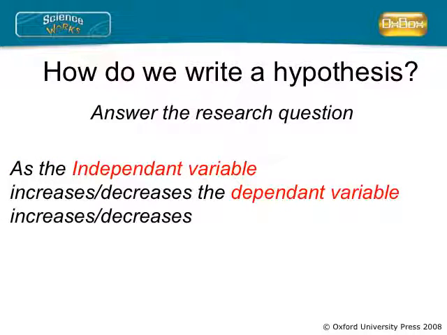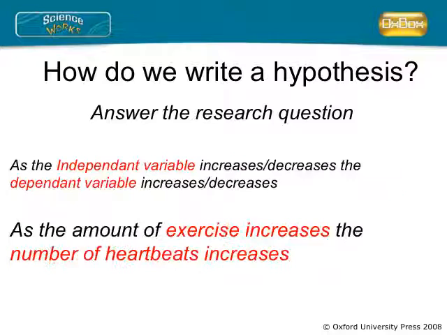So now we understand the parts of a research question. How do we write a hypothesis? Well, it's really simple. You just answer the research question. As the independent variable either increases or decreases, choose one of these two, the dependent variable increases or decreases. So pretty much you have to predict some kind of a pattern. One of these and one of these. So for example, as the amount of exercise increases, the number of heartbeats increases.